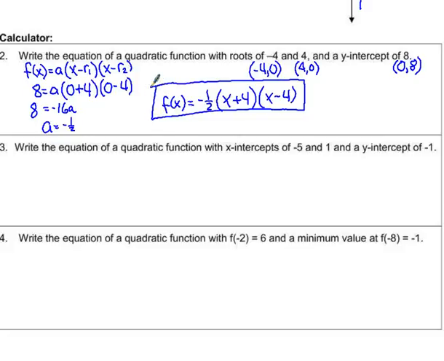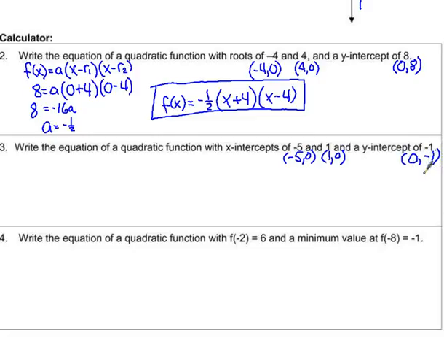Moving on, once again, we're going to write down the information they give us. This one is very similar to problem number 2. We have our root value of negative 5, 0, and our other root is positive 1, 0. Our y-intercept is negative 1, so we have 0, negative 1.